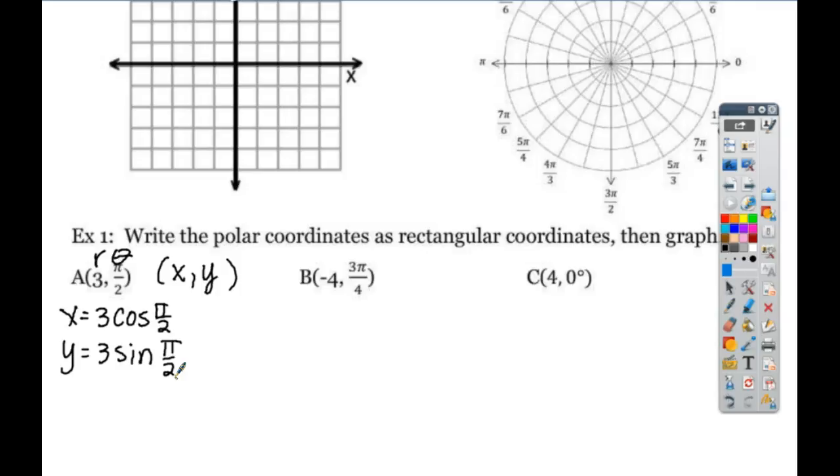So what is the cosine of pi over 2, first of all? So is my x 1 or 0? My x is 0. So 3 times 0 is going to give me 0. And so my sine now is 1, so this is 3. So my x and y are 0, 3.